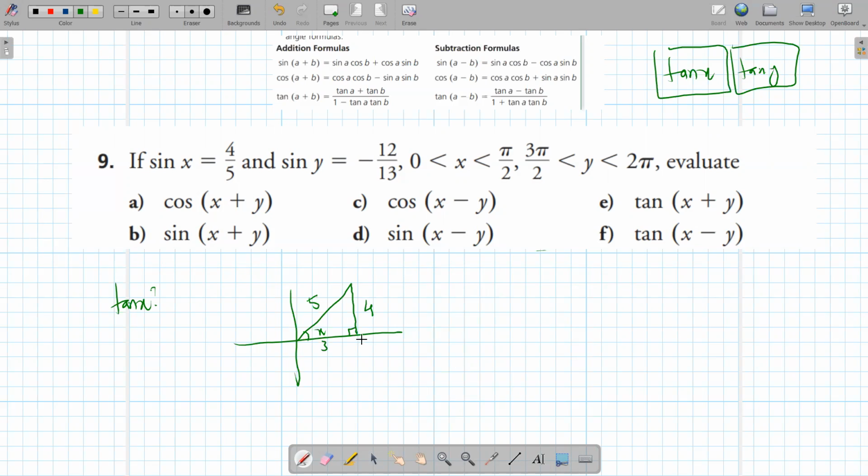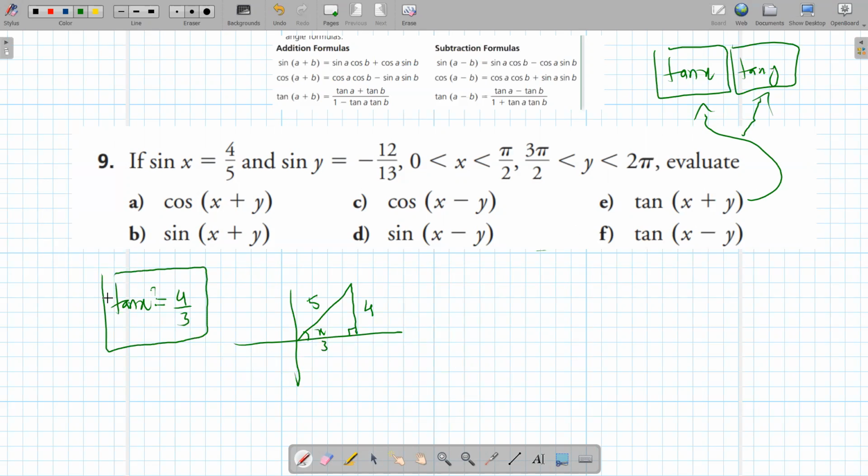Anyways, so we first established that to solve this, we need tan x and tan y, right? Step 1, we'll find tan x. Now tan x is going to be opposite over adjacent, right? Therefore, tan x must be 4/3.